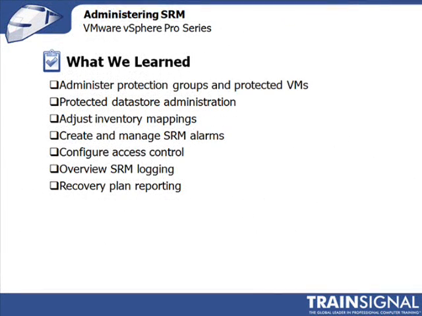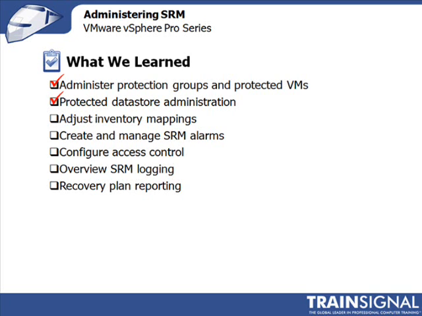Well, that does it for this lesson on administering SRM. But before we go, let's review what we've learned in this lesson. First, we learned how to administer protection groups and the protected VMs. Specifically, we learned how to use VMware migration techniques to control which virtual machines get protected and which don't. We also discussed how to configure or remove protection on those virtual machines once they've been moved from the appropriate data store.